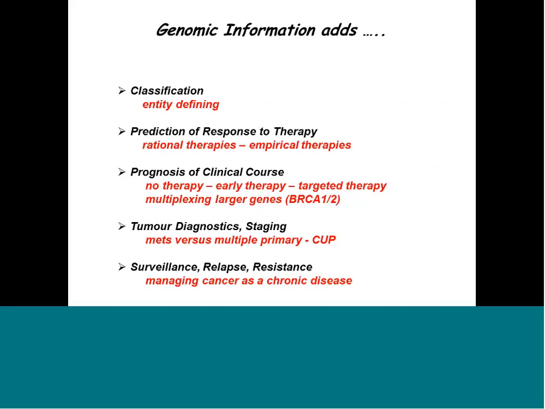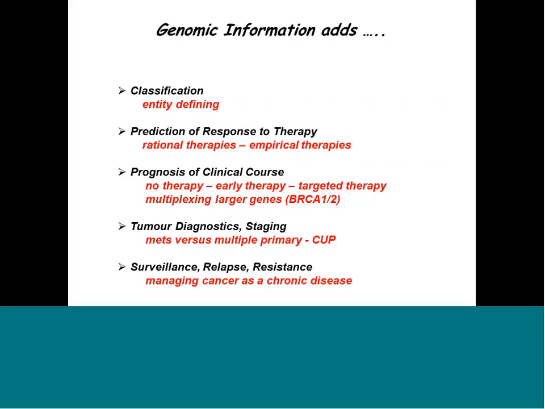We need to classify tumors better by adding genomic information. In sarcomas, in many instances, the specific genomic lesions are defining the entity, also in lung cancer, as I showed you. In breast cancer, it's now applied to subclassify the types.